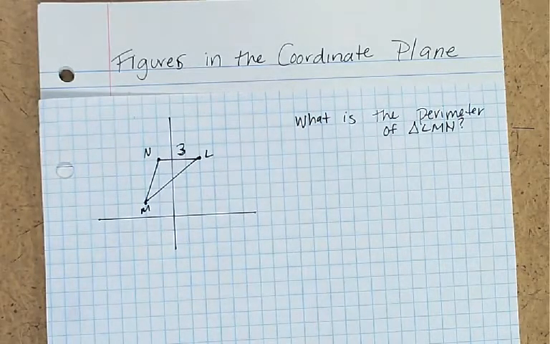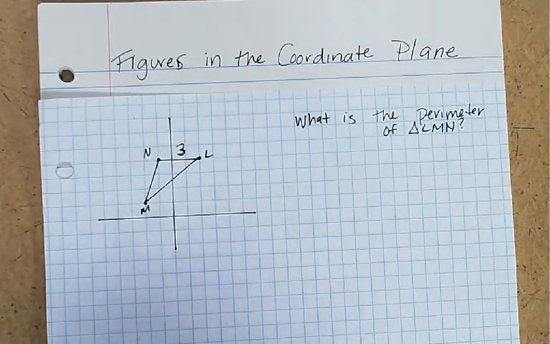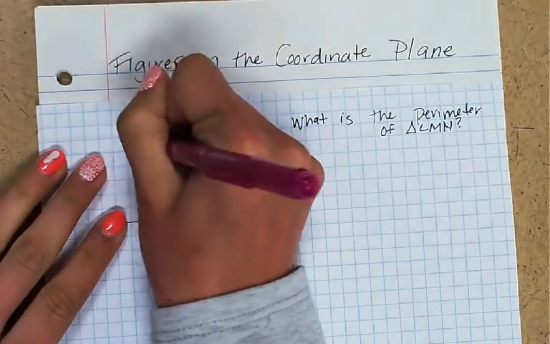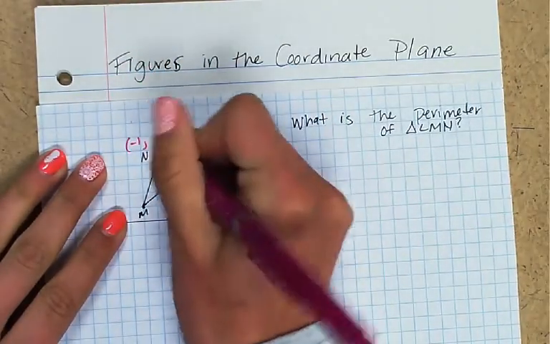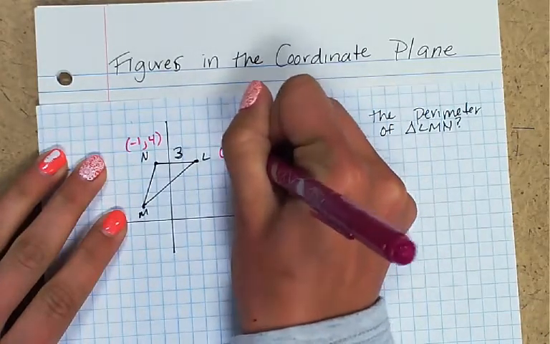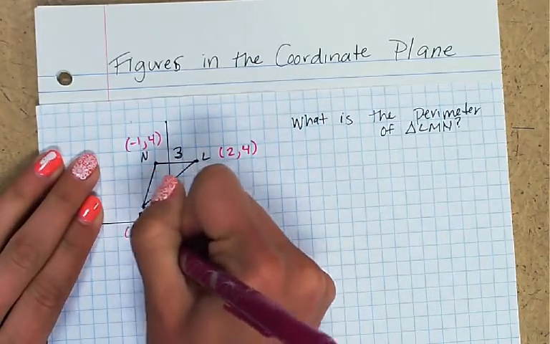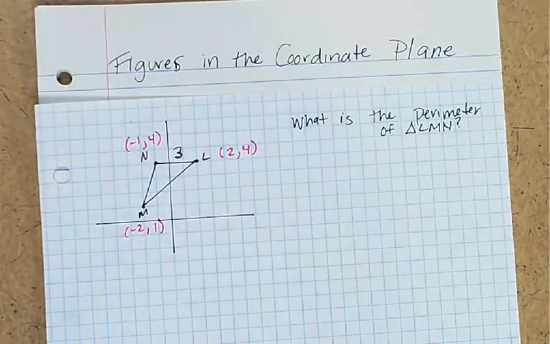Okay, so then when you have a diagonal line, you have to use the distance formula. So the coordinates of N are -1, 4, L is at 2, 4, and M is at -2, 1. So first, let's say I want to find the distance of NM.